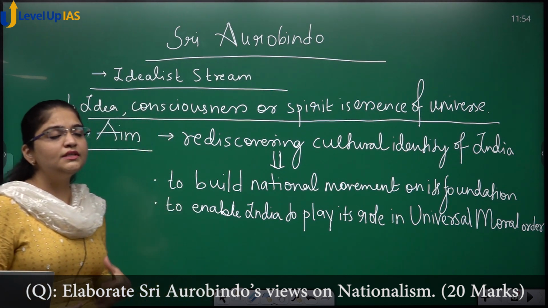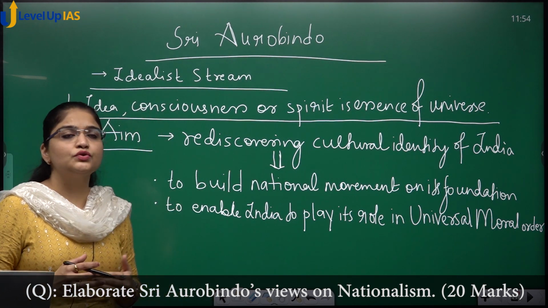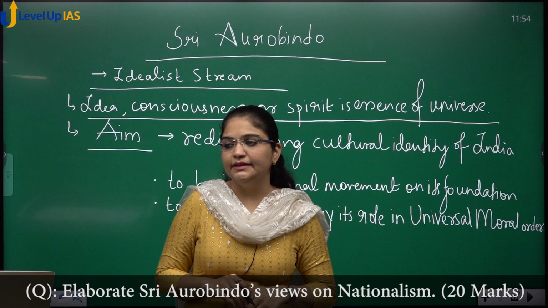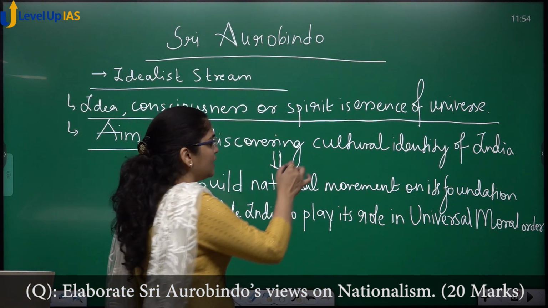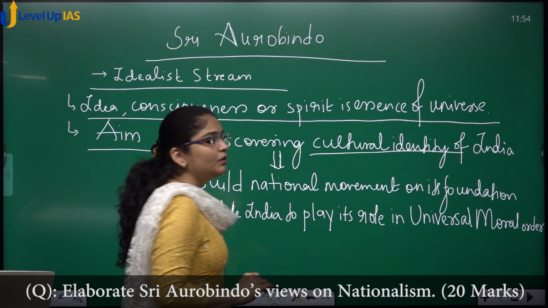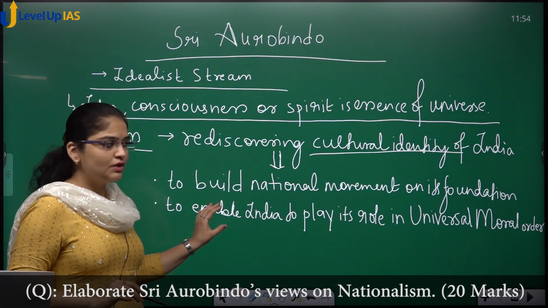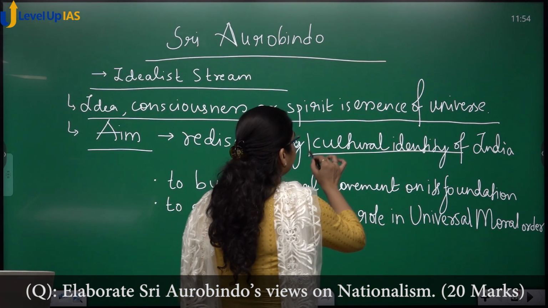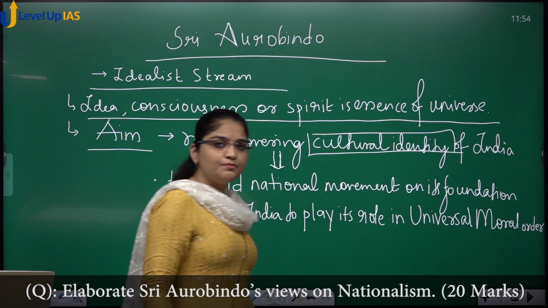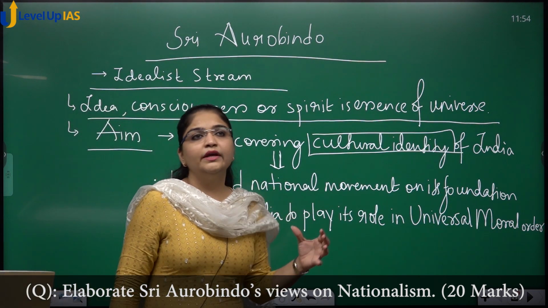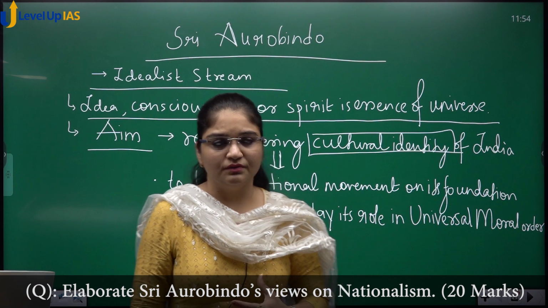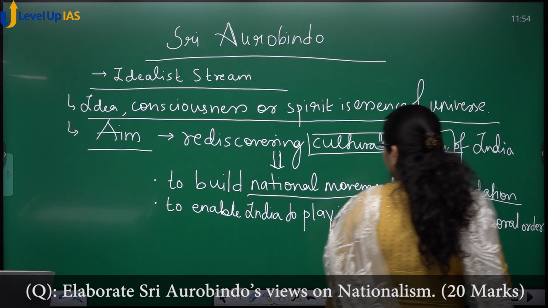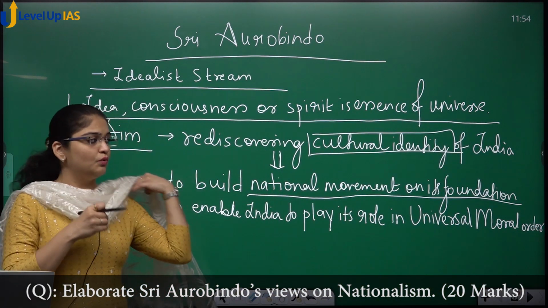Now, what is the aim of the idealist stream? What does it seek to do? It seeks to rediscover the cultural identity of India. Now, why do they want to seek the cultural identity of India? The major goals have been, first, to build a national movement on the foundation of this cultural identity, which unites the people on certain factors embedded in the Indian culture.